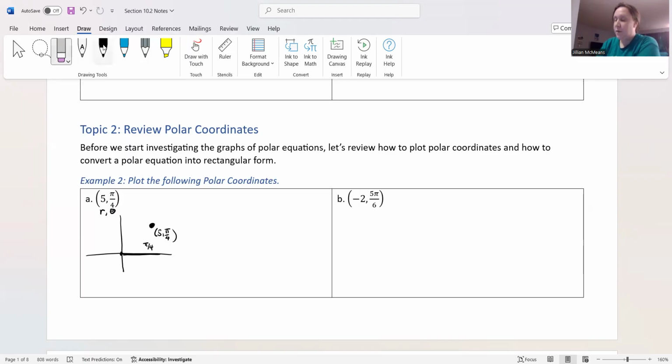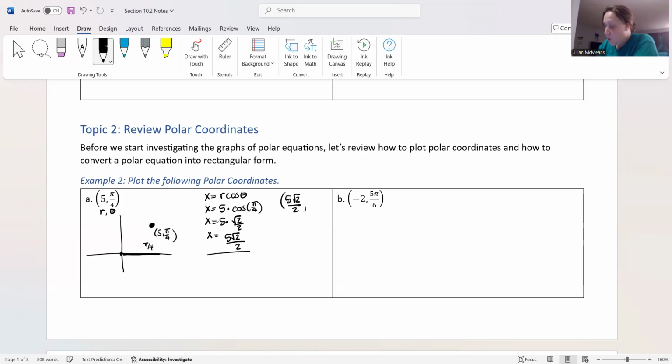Okay, now just for the sake of fun, let's convert this set of polar coordinates to something rectangular. Hopefully you remember that x is equal to r cosine theta. So x is going to be equal to 5 times cosine of pi over 4. So 5 times cosine of pi over 4 is root 2 over 2, so we get 5 times root 2 over 2. So that tells me x is 5 square root 2 over 2. So that's the x coordinate of my rectangular coordinate point.